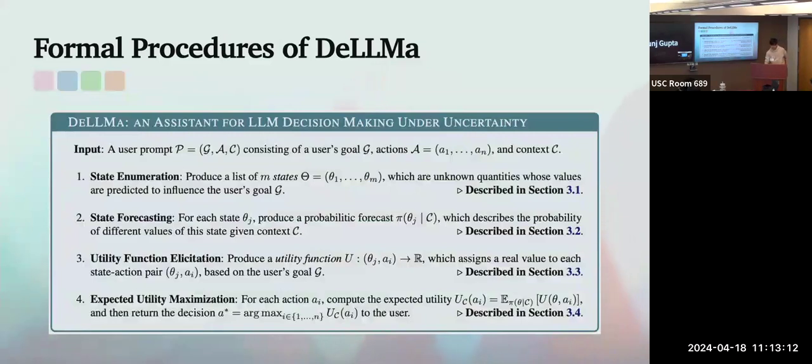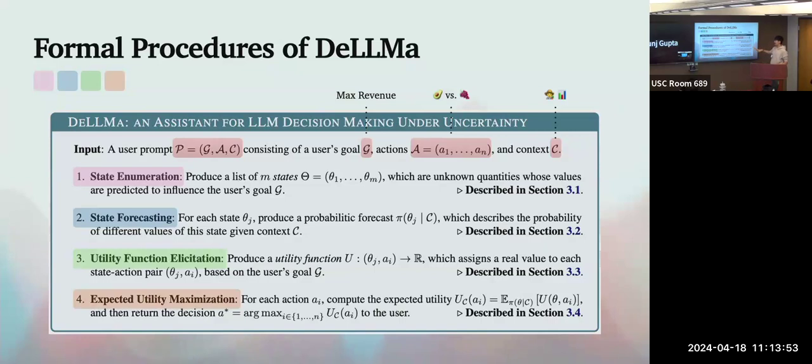So I'm going to color code everything. These are the 4 formal procedures of DeLLMa. The input of DeLLMa is a prompt, which is a triplet consisting of a user goal. For example, in the agriculture example, we want to maximize our next year revenue. We have a set of actions, which in our original example would be invest all in avocado or invest all in grape. We also have a context C, which is something like the current year agriculture report. We have 4 steps: state enumeration, state forecasting, utility function elicitation, and expected utility maximization. We're going to go through each of them step by step.